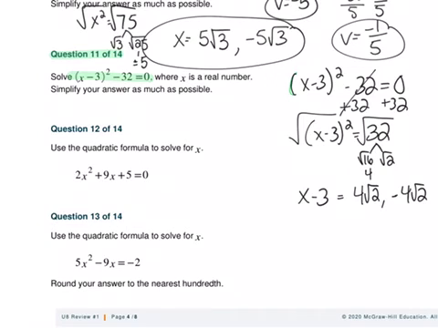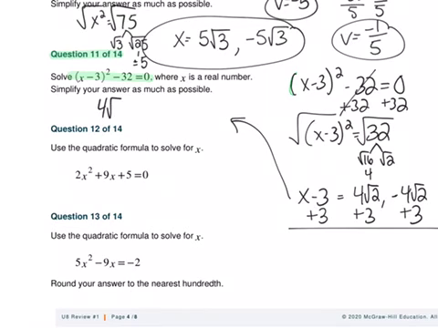Then my final step will be just to get x by itself. And so I'm going to add 3 to both equations. And when I do so, I now have my 2 answers, and I'm just going to write them up here. So you have 4 square roots of 2 plus 3, comma, negative 4 square roots of 2 plus 3. Okay, so you're going to have simplified radicals in question 11 that you're going to have to break down into perfect squares.